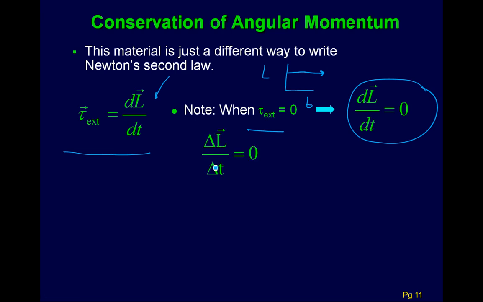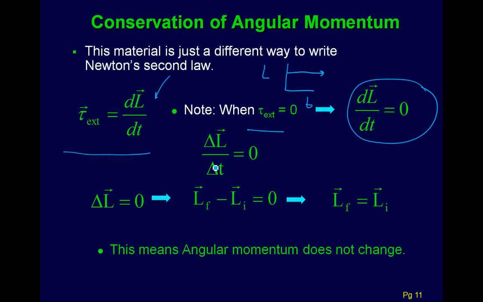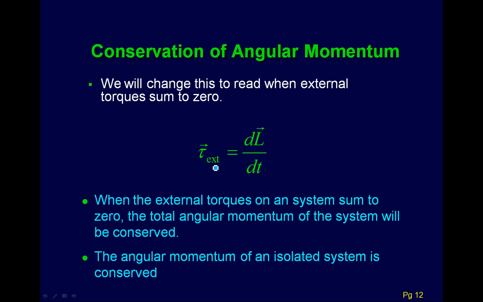Alternatively, if we think about this with deltas instead of derivatives, delta L over delta t equals 0 implies delta L equals 0, which implies the final minus the initial equals 0, which implies that the final equals the initial, meaning angular momentum does not change, or angular momentum is conserved. And so our real technical definition here, again from this equation, is that the torques external to a system equal the change in angular momentum with respect to time, the first derivative.